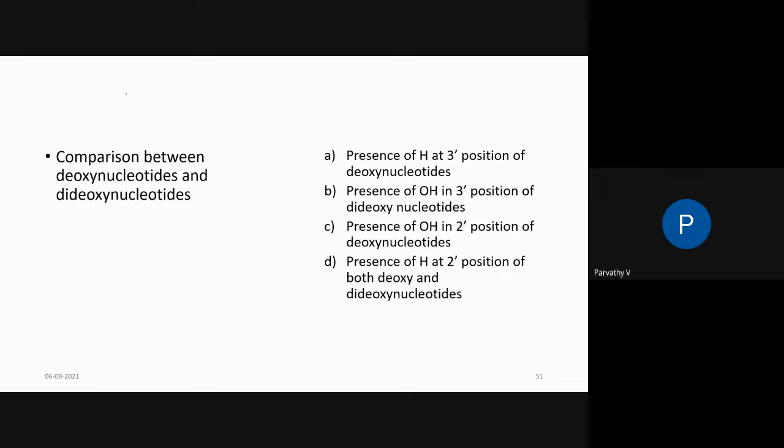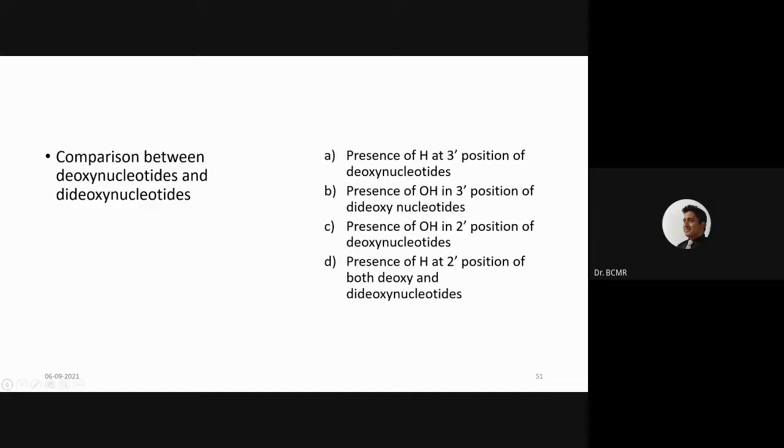So option D. Yes, sir. Because the deoxy already has only hydrogen. That's why it's called deoxynucleotide. And dideoxy will have hydrogen at both 3 prime and 2 prime positions of the deoxyribose.